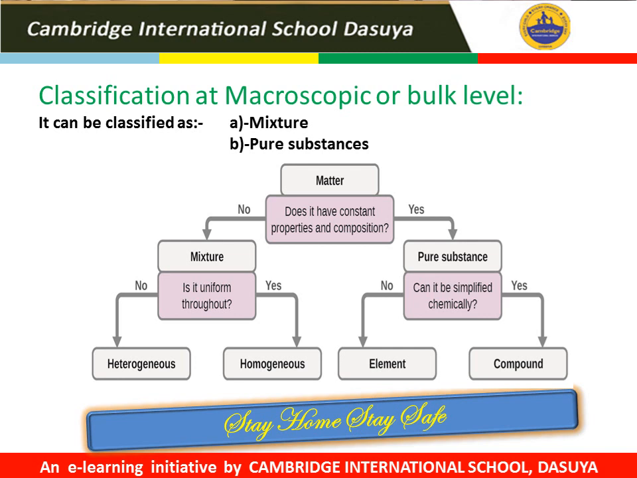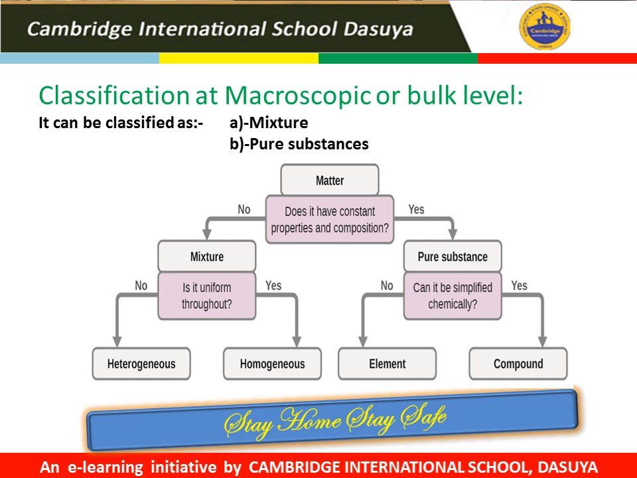Classification at macroscopic or bulk level. On the basis of chemical composition, at macroscopic or bulk level, matter can be classified as mixtures or pure substances. These two classes of matter can be further subdivided as given in the figure below.